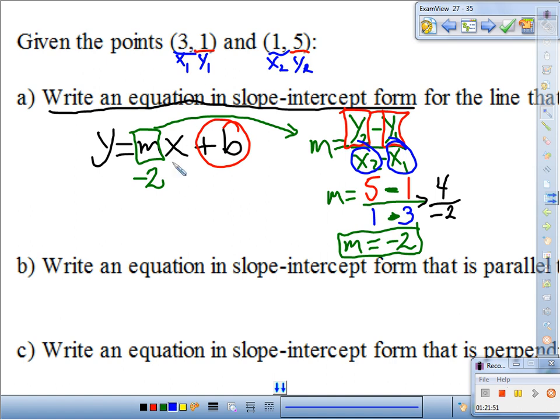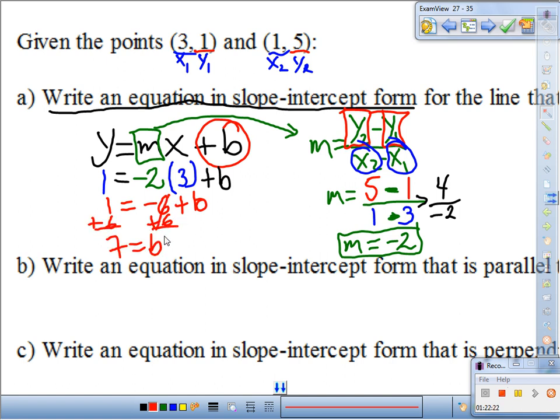So instead of x, I'm going to write what? 3 inside of parentheses. And instead of y, it's a 1. Bring down the equal sign. Plus b. Let's simplify this. 1 equals negative 2 times 3 is negative 6 plus b. Bless you. And then to solve for b, I add 6. Add 6.